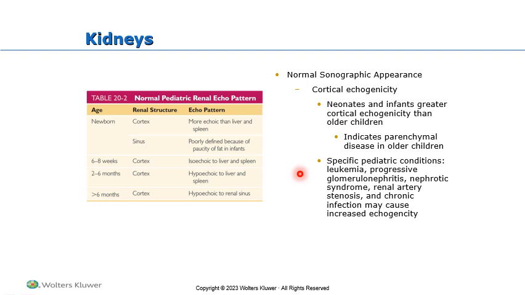Glomerulonephritis, remember, is inflammation of the glomerulus. So if there's damage to the glomerulus and the glomerulus is in the cortex, it would make sense that over time that damage would cause echogenicity, fibrosis, and calcifications. Nephrotic syndrome can also lead to this, as well as renal artery stenosis, where that tissue is not getting adequate blood supply, and therefore it is going to oftentimes fibrose because it can't function without its blood supply. Chronic infection will also cause that increased echogenicity just by doing that long-term damage over time, leading to fibrosis and echogenicity.